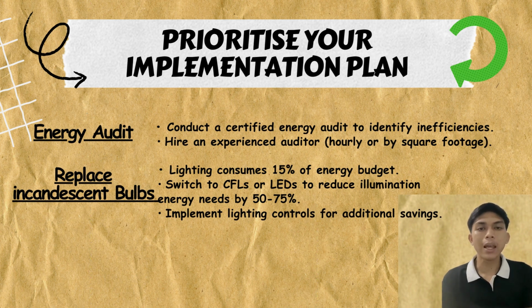Last one is lighting control. Using motion sensors and timers to control lighting is a clever way to make sure that lights are only turned on when necessary. This lowers energy waste and helps you save more money on your energy bill overall.